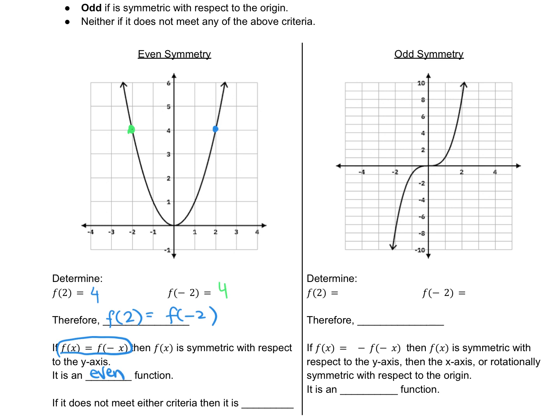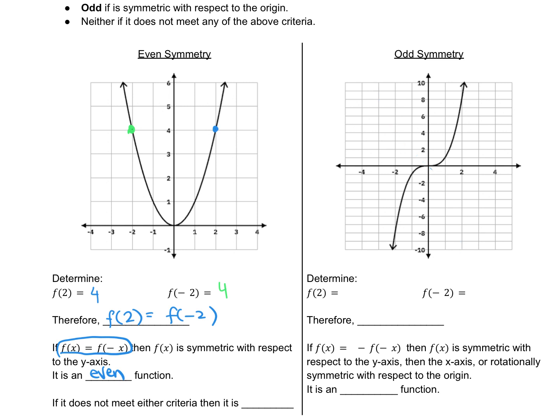Here we have a base function for the cubic, x cubed. This has odd symmetry because if I were to reflect this function over the y-axis, I might have something like this. But if I reflect it again over the x-axis, then I'll go back to my original function.